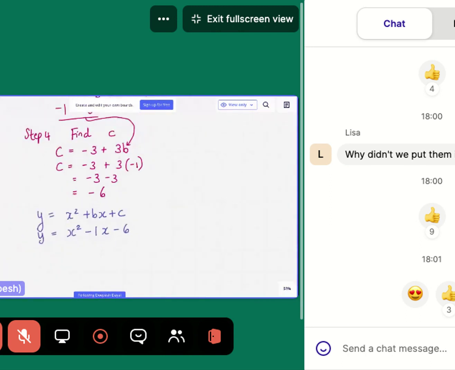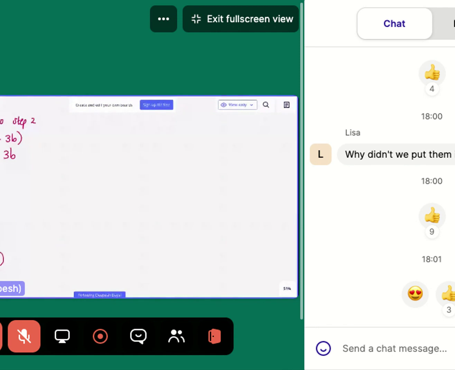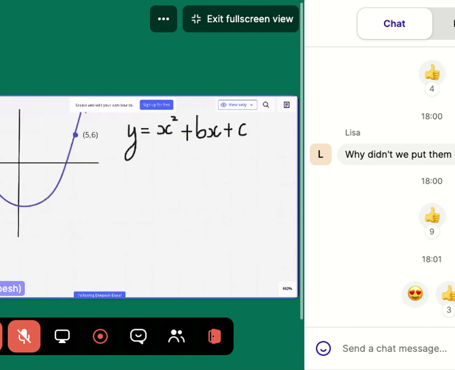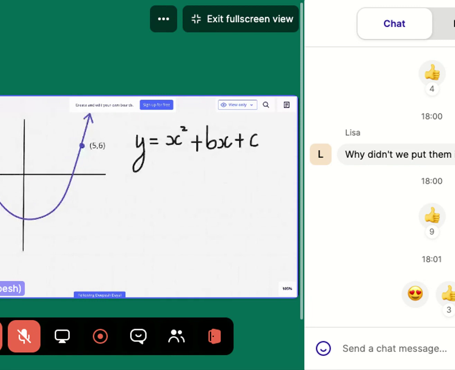Right. Let's find your one. Here's your one. We've got x squared plus bx plus c. We got 2 points, -2 and 6 and 5 and 6. I'm just going to make it really big, but I'll have to make it small again when I write, just so that you can all see it.